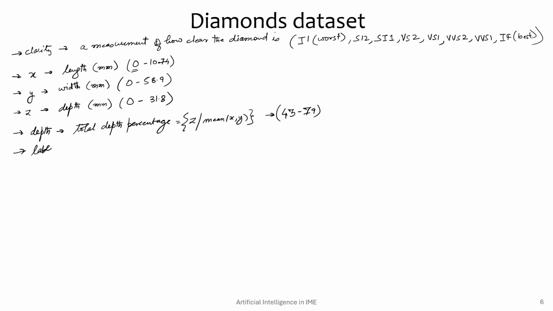Finally, the table column in the data set is the width of top of diamond relative to the widest point, and it is ranging from 43 to 95. So now let's start understanding the general terminology of machine learning.